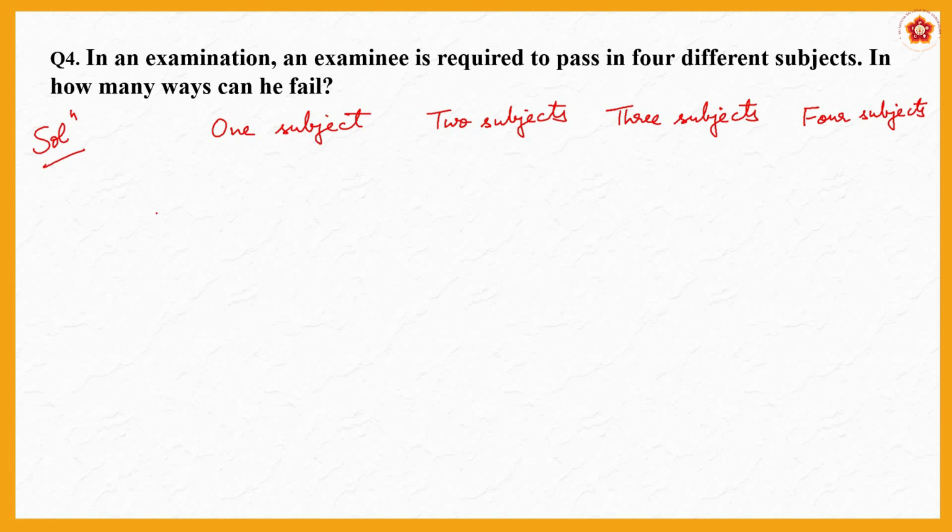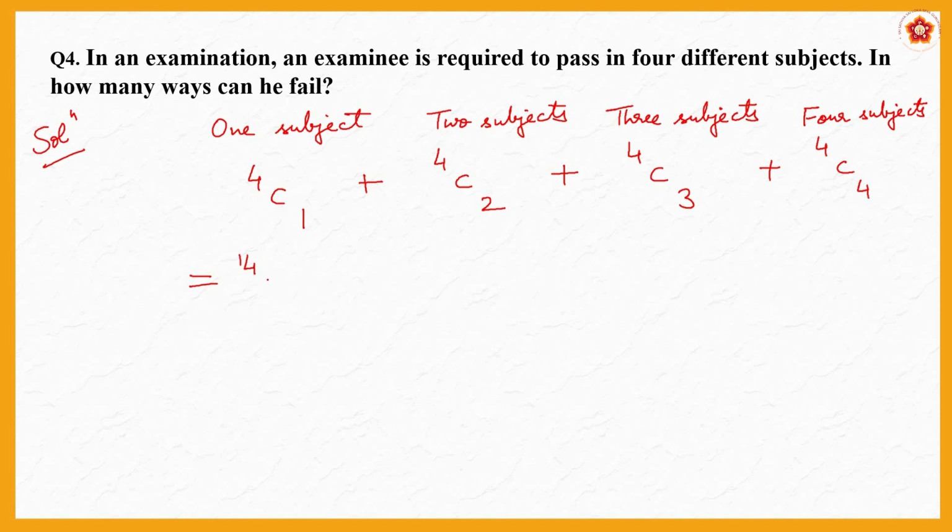So if he fails in 1 subject, the option would be 4C1. If he fails in 2 subjects, these are the number of ways, 4C2. If he fails in 3 subjects, the number of ways are 4C3. And if he fails in all the 4 subjects, the number of options is only 1, which will come from 4C4. Now we'll add all of them. So let us see what is our answer.